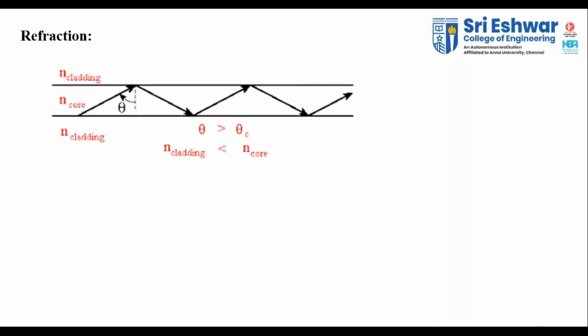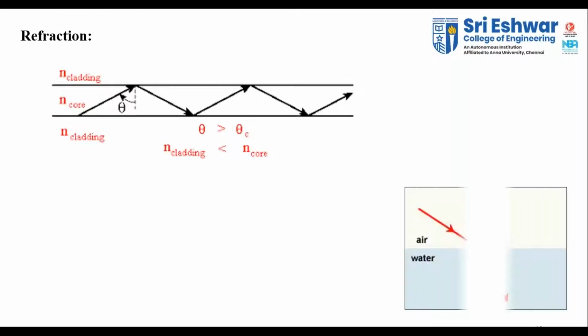It touches the cladding, then reflects. So only reflection happens, not refraction, here. What is the reason? Theta is greater than the critical angle. Okay.